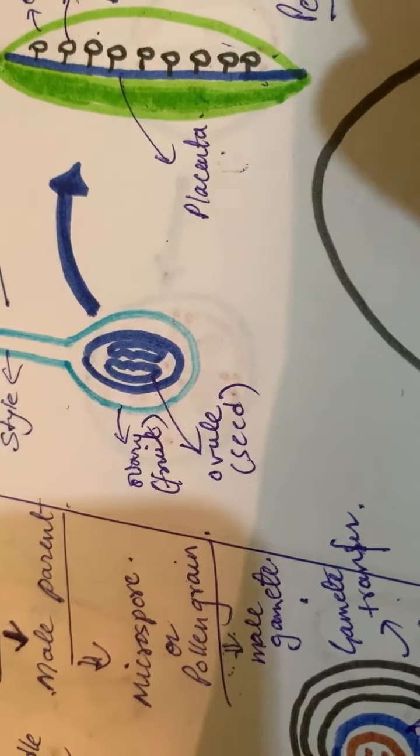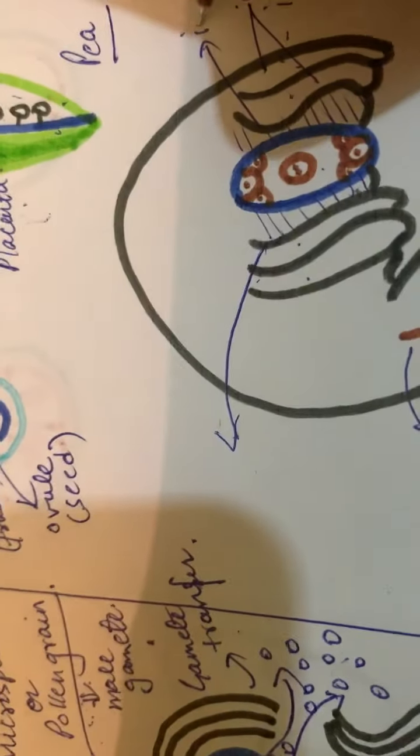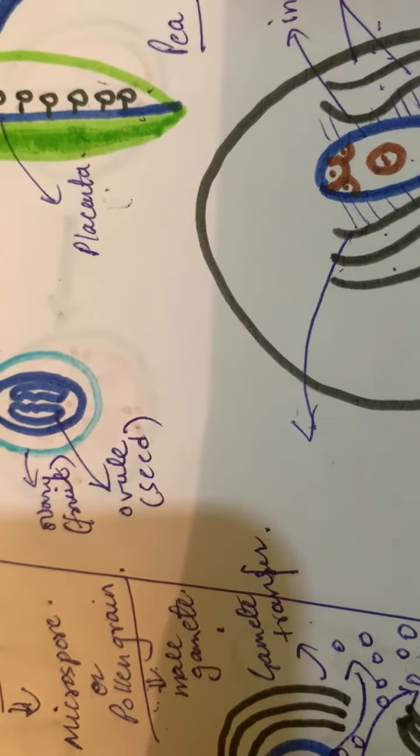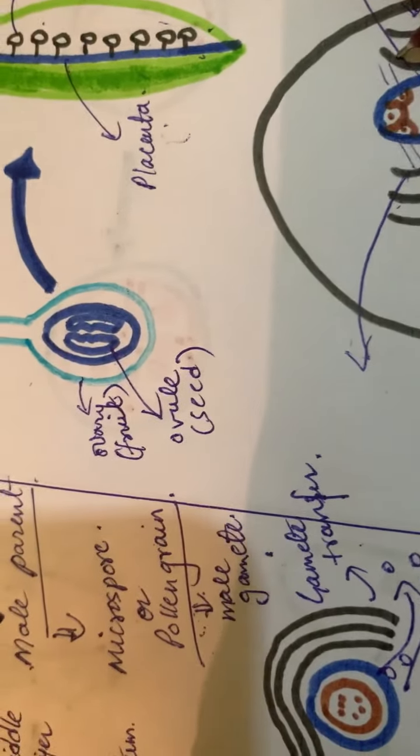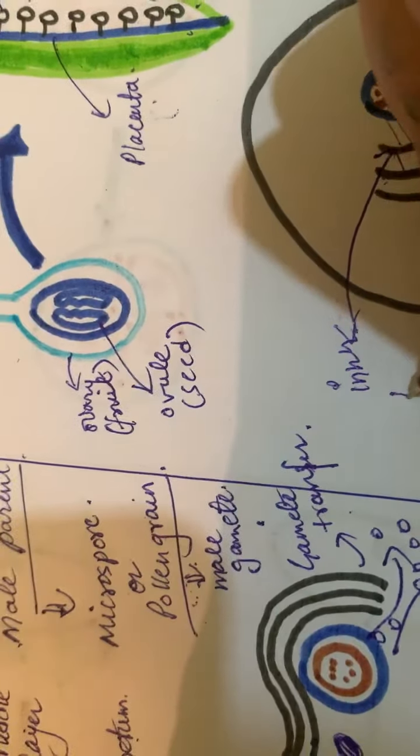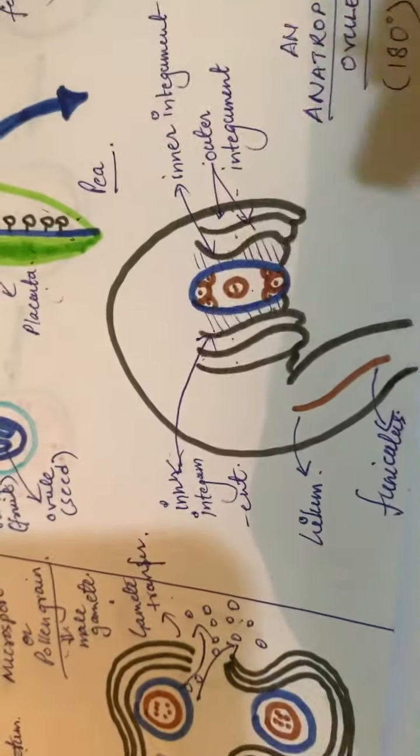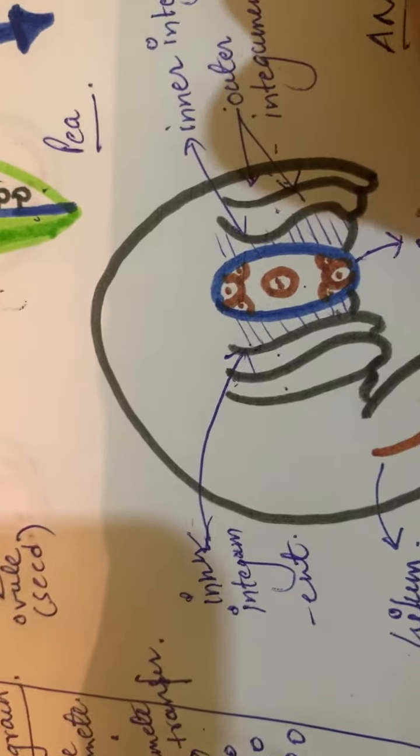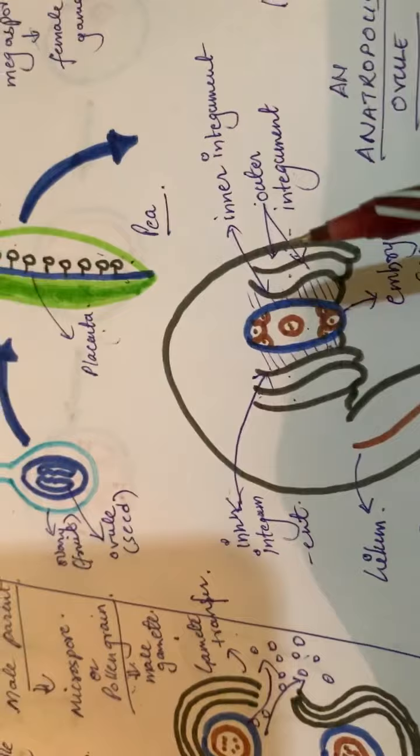And this one and this one, both are what? Inner integument. Remember, this layer and this layer are outer integument, and this layer is inner integument. Children, what is this? This is an interesting structure which you call embryo sac. At the maturation time, it develops further. I'll let you know later.